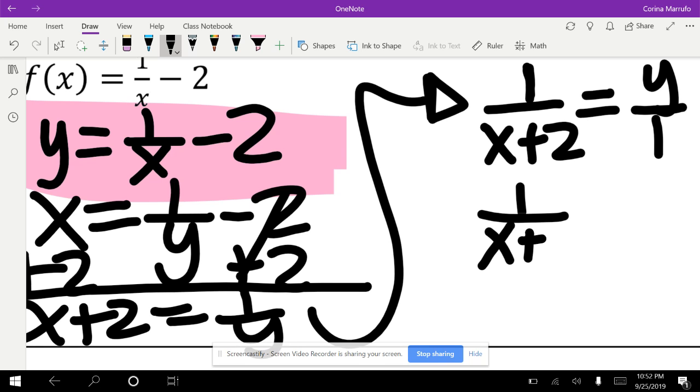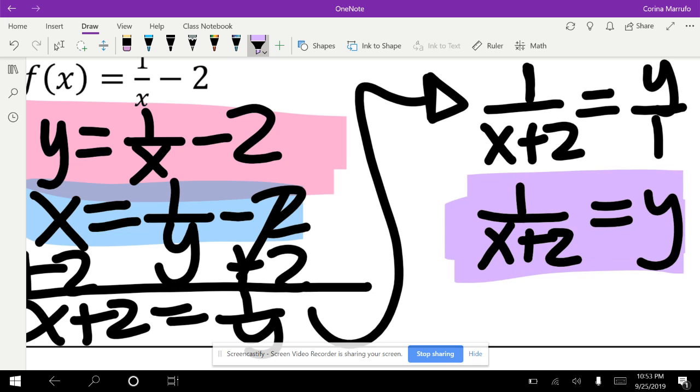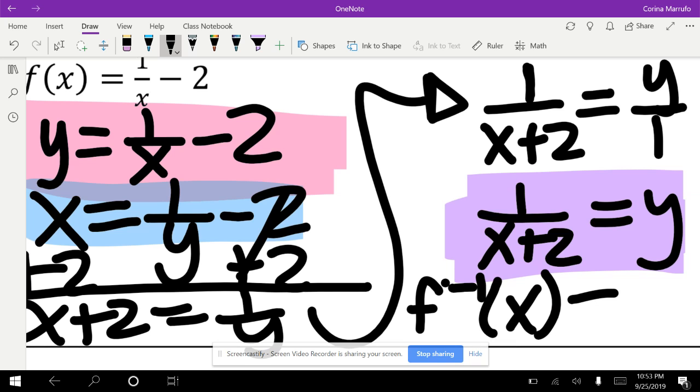So now that I solved for y, I am done with that step. So this was one step, switching the x with the y. This was another step, solving for y. And then our fourth step is just to switch out that y for f inverse. So we say that the inverse function is equal to 1 over x plus 2.